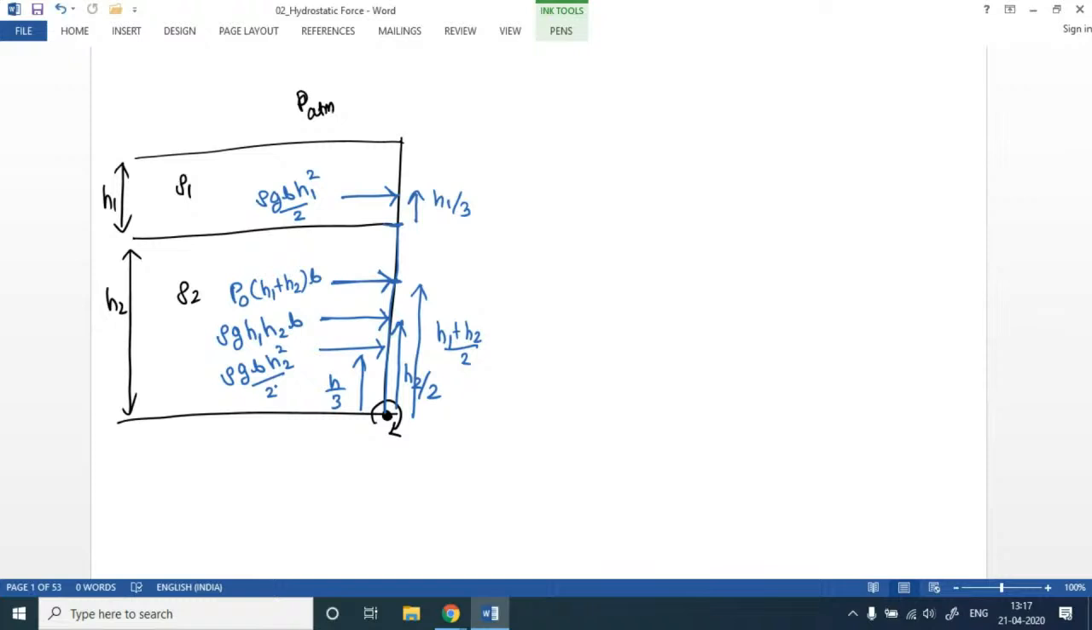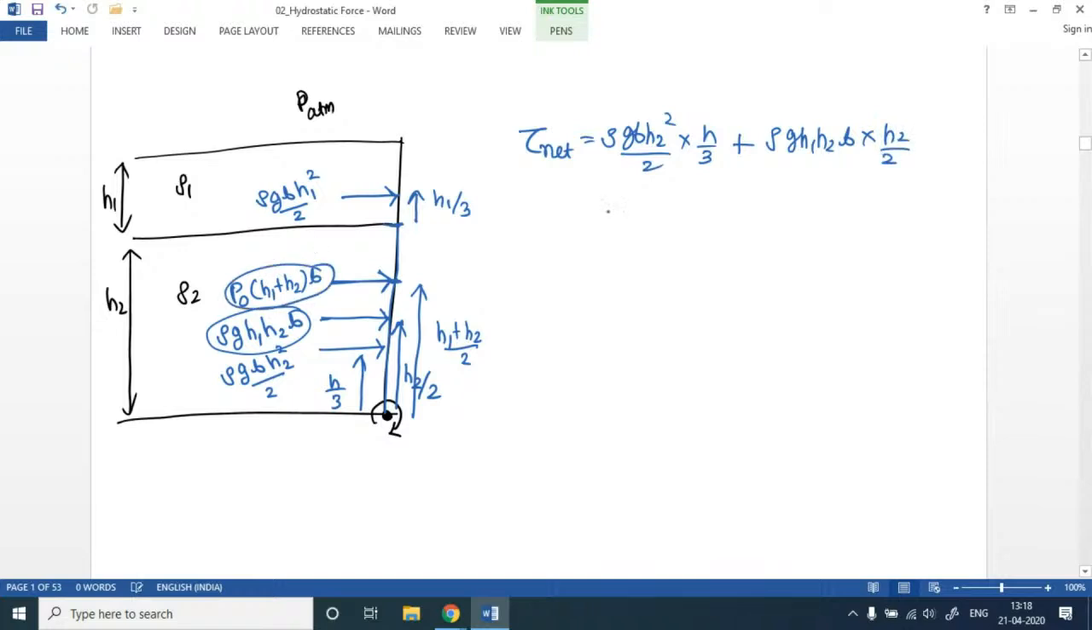So we are now ready to find out the net torque, and net torque here due to all these would be in clockwise direction, you can see. So let's work from the very bottom. So the force is rho g b h2 square by 2, and its arm is h by 3 plus, okay, due to this force it would be rho g h1 h2 into b, and its arm is nothing but h2 by 2.